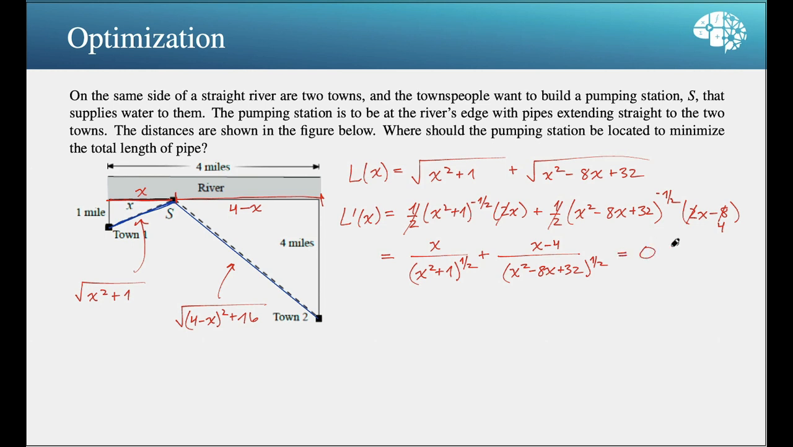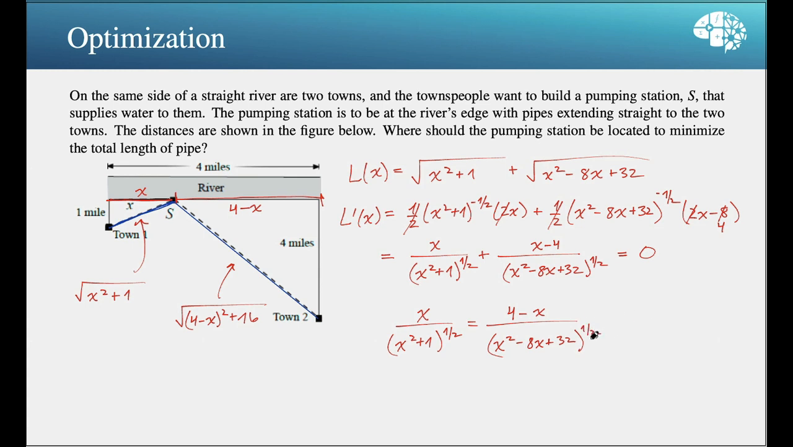And now we want to solve for x. I'm going to move this fraction to the other side. I'm going to subtract it from both sides. So this gives me x over (x squared plus 1) to the 1/2 equals the negative of this, because I subtracted over, which ends up being 4 minus x on top, over (x squared minus 8x plus 32) to the 1/2.